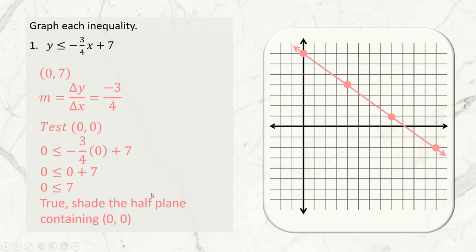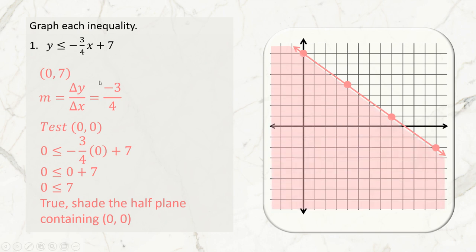Now you might be wondering, what's the half plane? This part right here that's below the line is one half of the plane, and this part above the boundary line is the other half of the plane. So we have a part above it and a part below it, okay? Since this test that we picked, 0, 0 right here, makes the inequality true, we want to shade that half, okay? So that's what we do. We shade that half there.